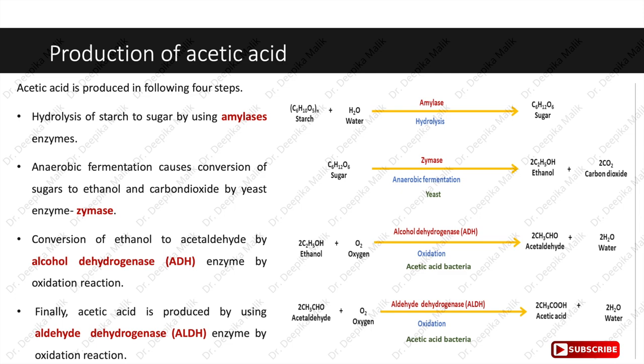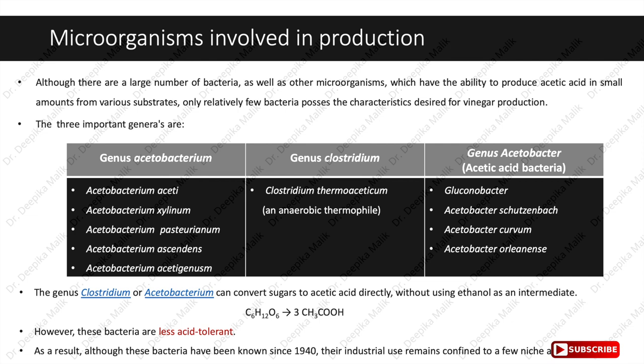Now let's have a look at the different types of microorganisms involved in the production of acetic acid. Although there are a number of bacteria as well as other microorganisms which have the ability to produce acetic acid in small amounts from various substrates, only relatively few bacteria possess the characteristics desired for vinegar production. The three important genera are genus Acetobacterium, which includes Acetobacterium aceti, Acetobacterium xylanum, Acetobacterium pasturinium, Acetobacterium ascendens, and Acetobacterium acetigenesum.